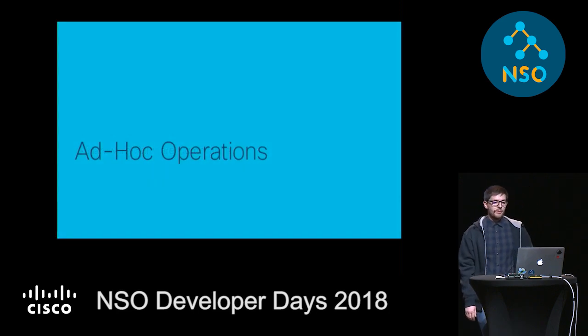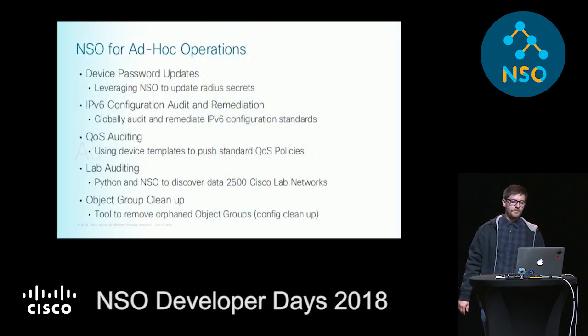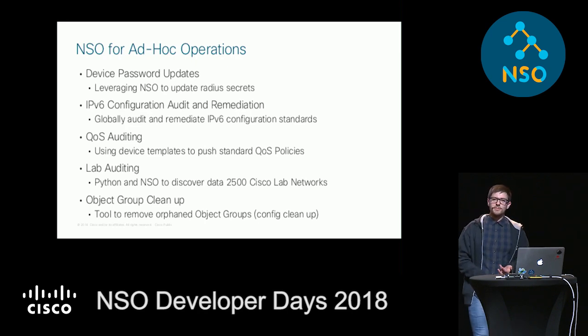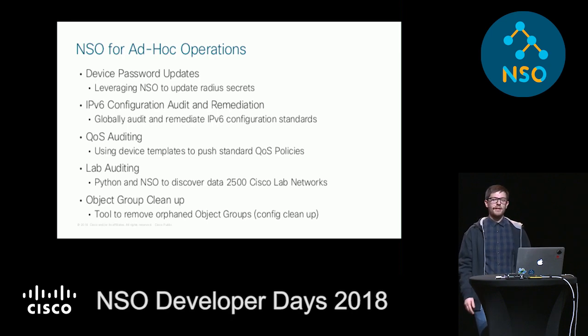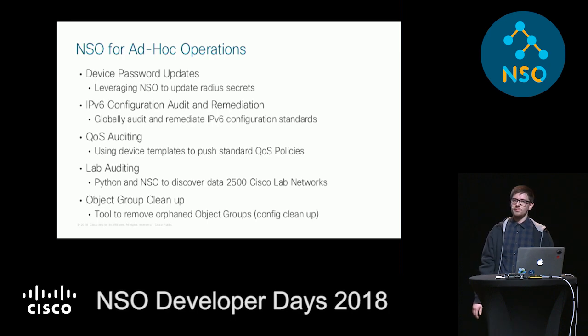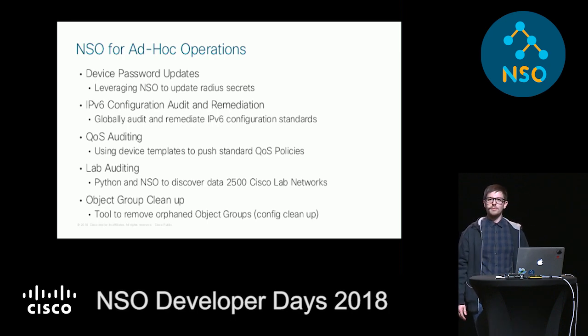Some of the ad hoc operations come in different shapes and sizes, but what you can see up here is mainly what we use them for. Device password updates, leveraging NSO to update RADIUS secrets. IPv6 configuration audit and remediation. We have a dual stack running within Cisco, so we have v4 and v6. To make sure that everything is running as smoothly as possible, we go out and do these additional checks and also remediate any issues that we find.